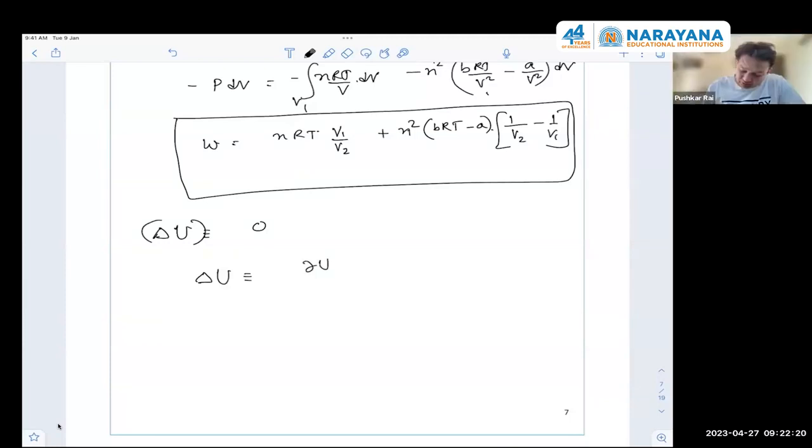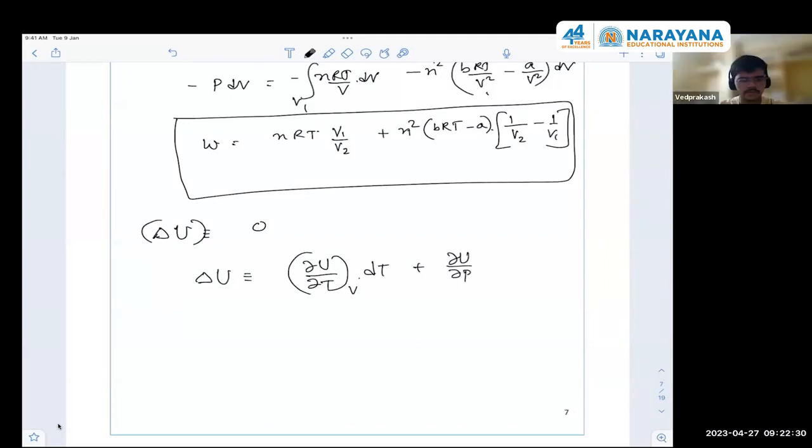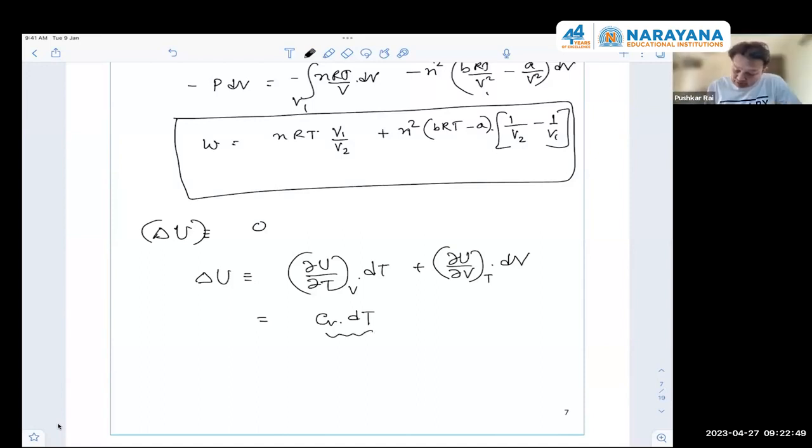You want to say that dU equals del U by del T at constant V into dT plus del U by del V at constant T into dV. Do you say this? Yes, sir. Very good. So tell me, the first term is equal to what? 0. But it is not going to contribute because dT is equal to 0. So the second term is going to contribute: del U by del V at constant T into dV.